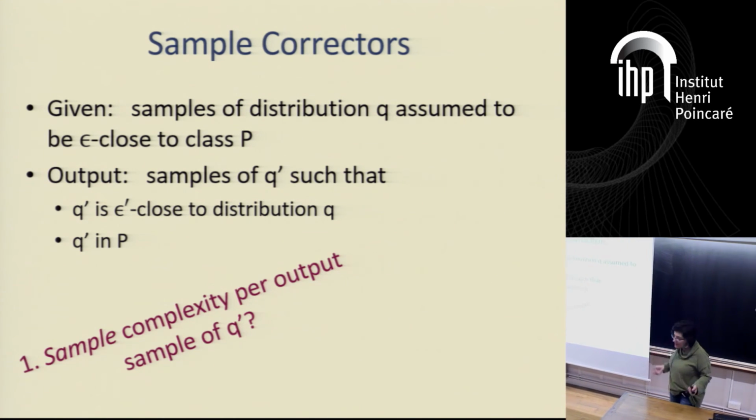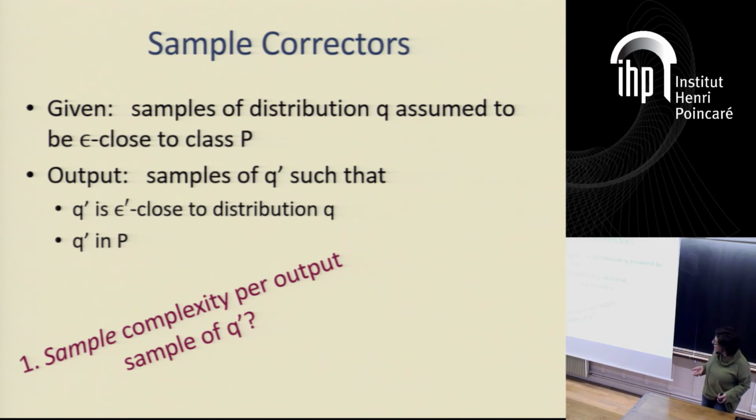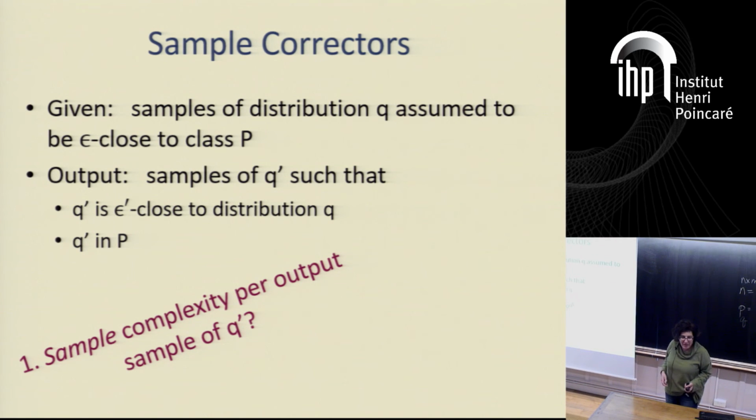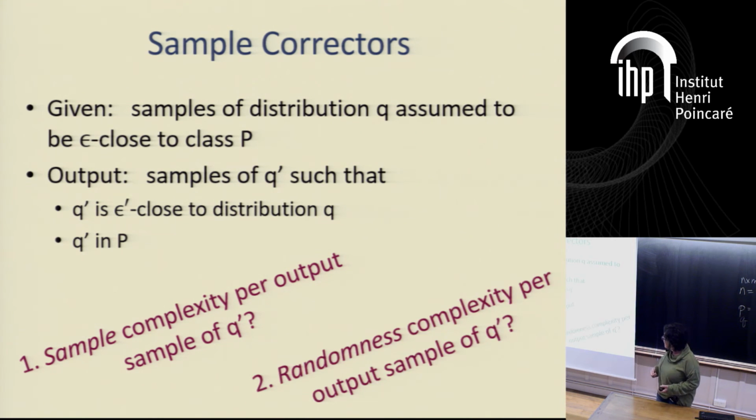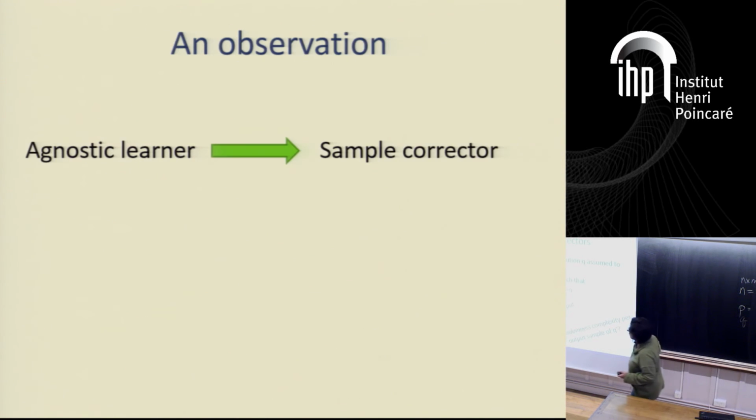Now you can ask some questions. What's the sample complexity per output sample of Q prime? When can I start outputting samples of Q prime? Do I actually have to wait until I've seen enough samples of Q that I've learned it, or can I do something faster? Another side question one could ask is, what's the randomness complexity per output sample of Q prime? Do I have to add my own randomness to the situation? I'm going to sort of ignore this second question.